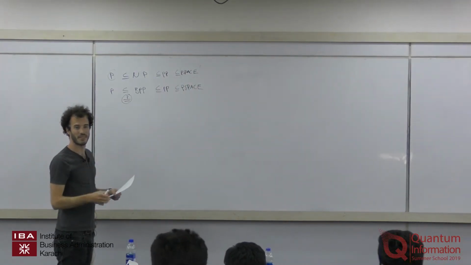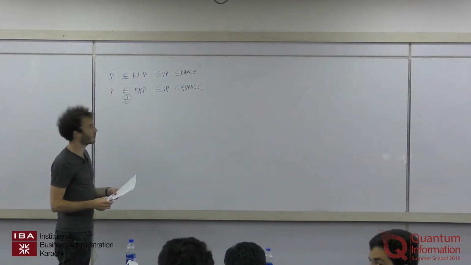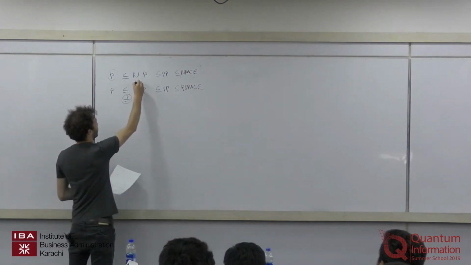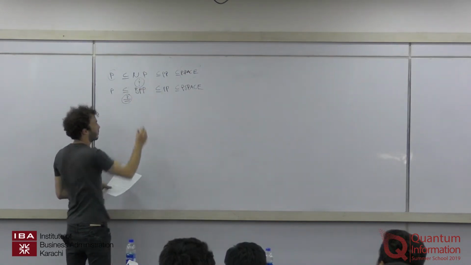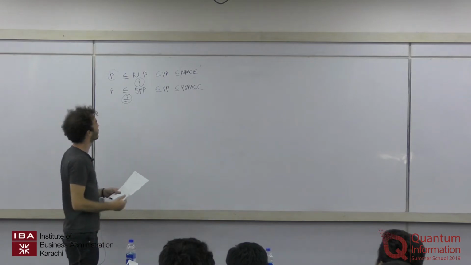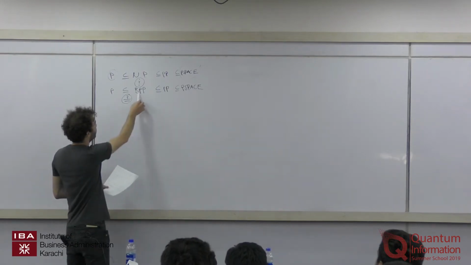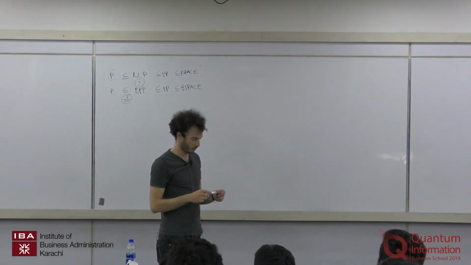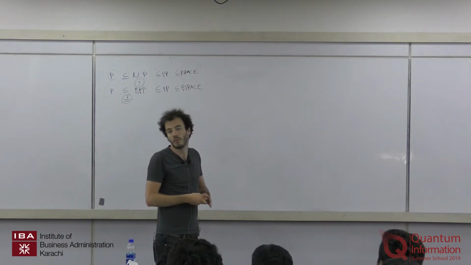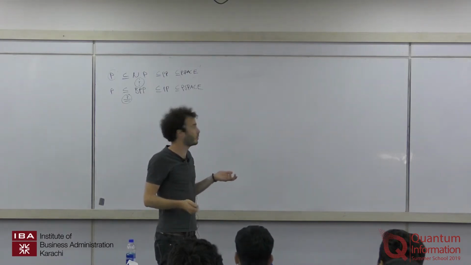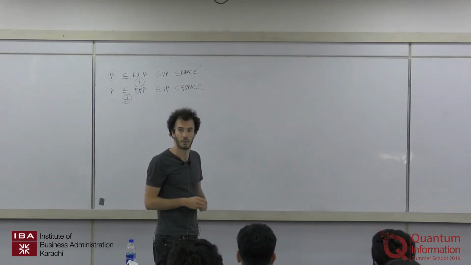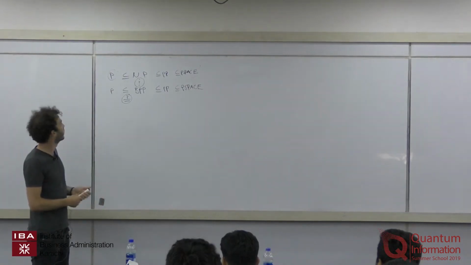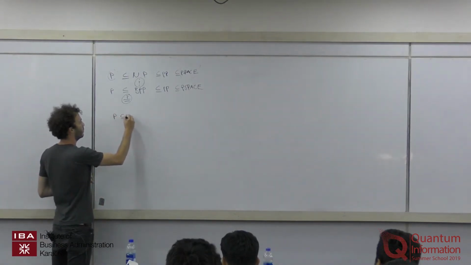What's the relation between NP and BPP? We don't know. Also this we don't know. It's conjectured that BPP is in NP, but there's no proof. So maybe it could be that with just probabilistic Turing machines we can solve NP problems, but we don't know. What is the simple argument for this?